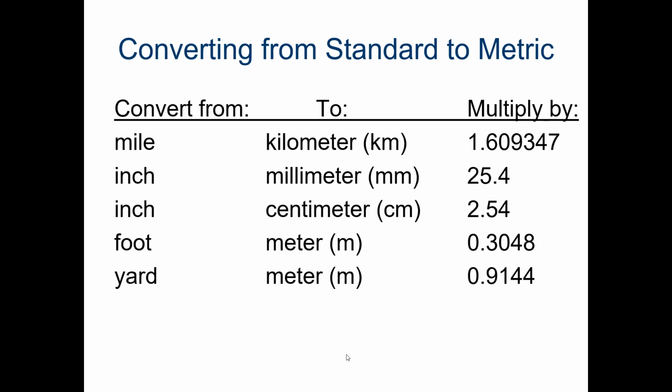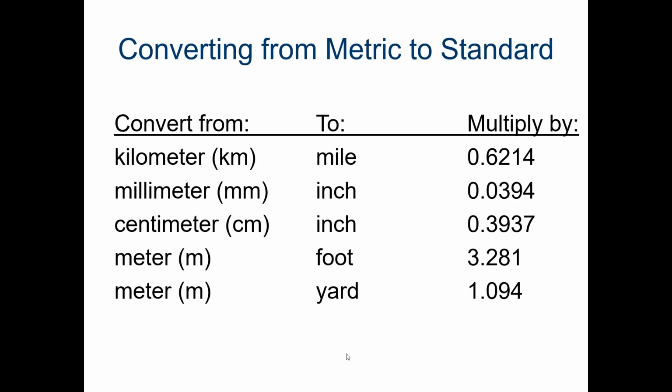Okay, inches: there's 25.4 millimeters to an inch, or 2.54 centimeters to an inch. And then we've got feet and yards: foot to a meter and yards to a meter. Converting metric to standard, going the other way. If you convert a kilometer to a mile, now you have to multiply by 0.6, because you have to make a smaller number, because the kilometer is bigger. Millimeters, centimeter to inch, meter to foot, meter to yard. A meter is just a little bit longer than a yard, not a lot.